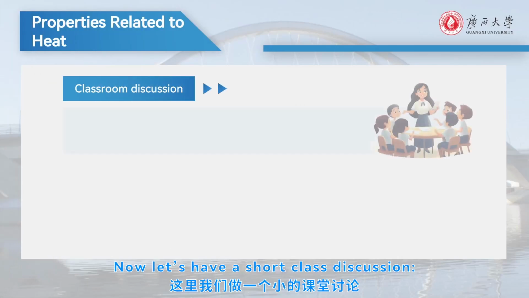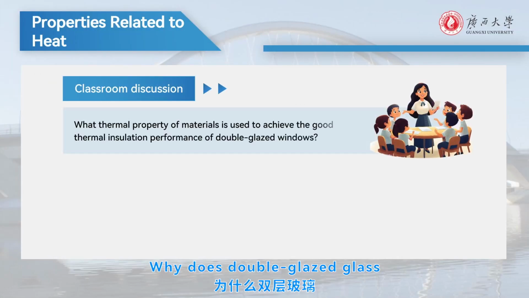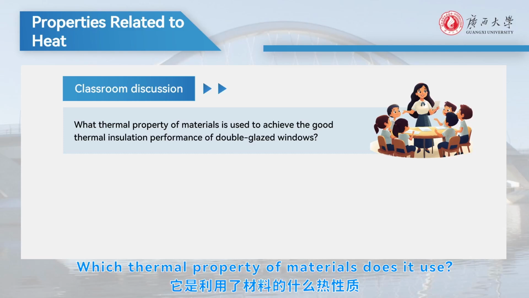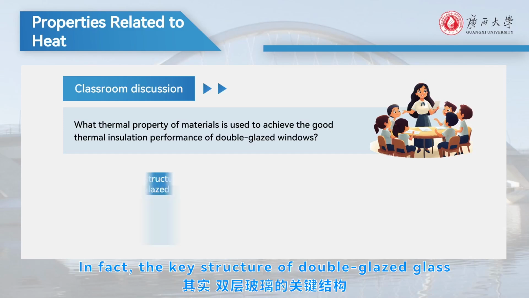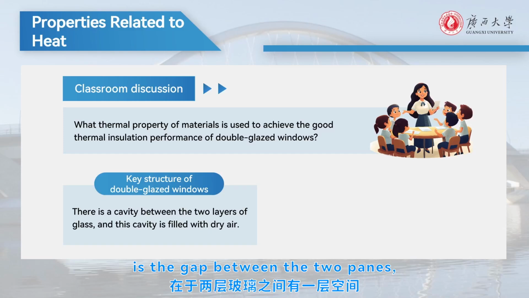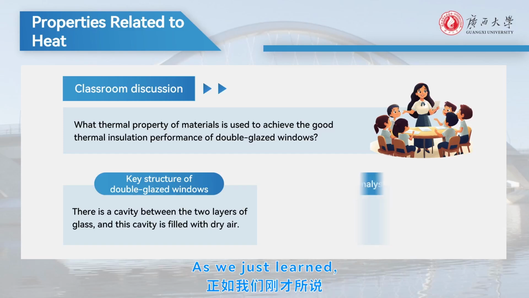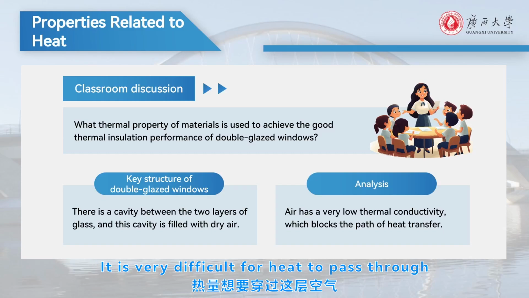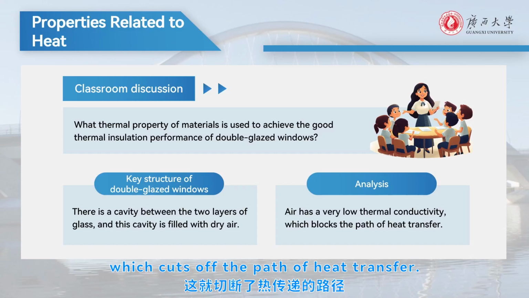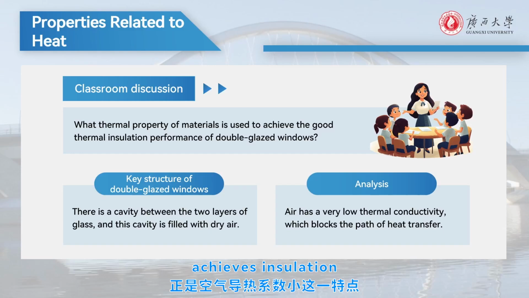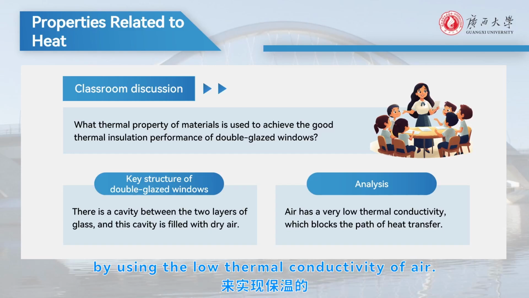Now let's have a short class discussion. Why does double-glazed glass have good thermal insulation performance? Which thermal property of materials does it use? In fact, the key structure of double-glazed glass is the gap between the two panes, which is filled with dry air. As we just learned, air has a very low thermal conductivity coefficient. It is very difficult for heat to pass through this air layer, which cuts off the path of heat transfer. Therefore, double-glazed glass achieves insulation by using the low thermal conductivity of air.